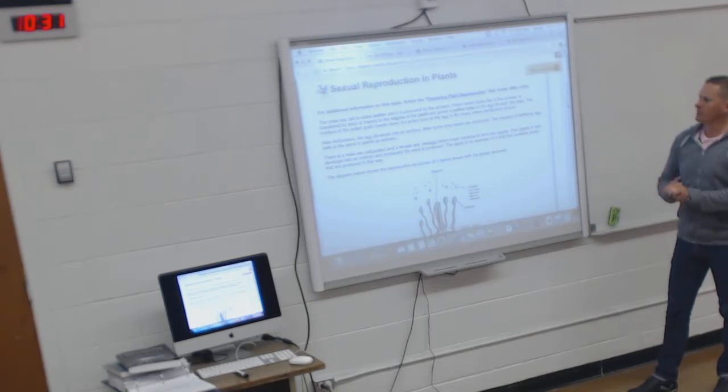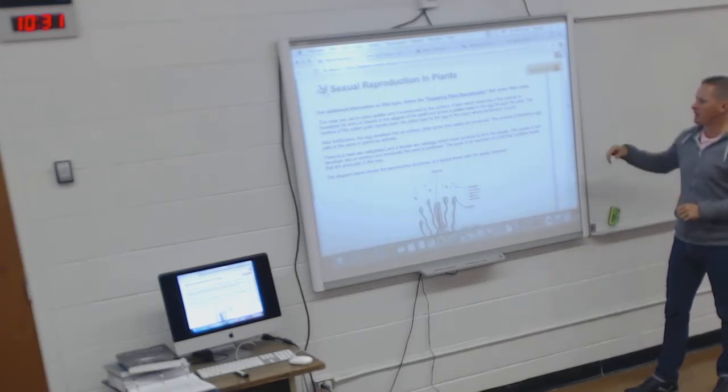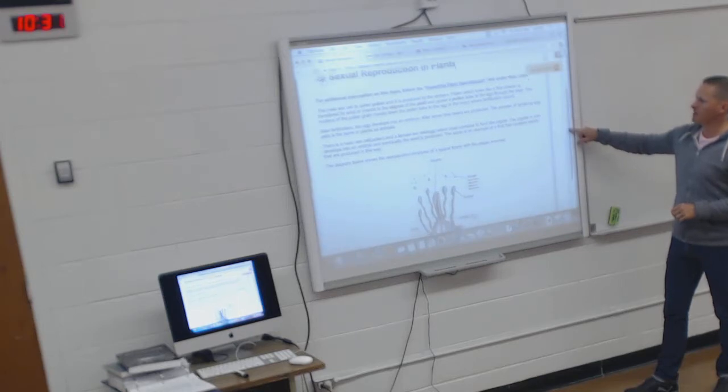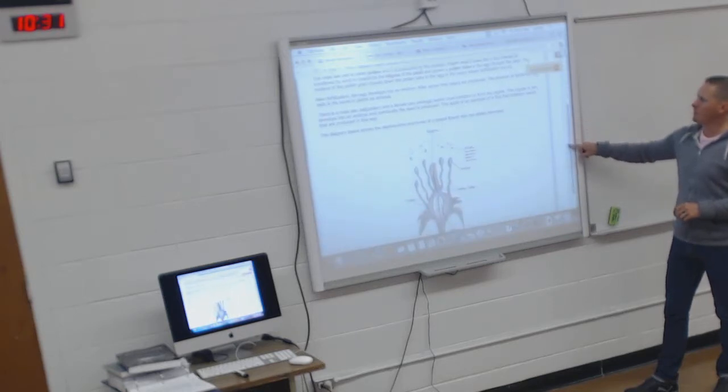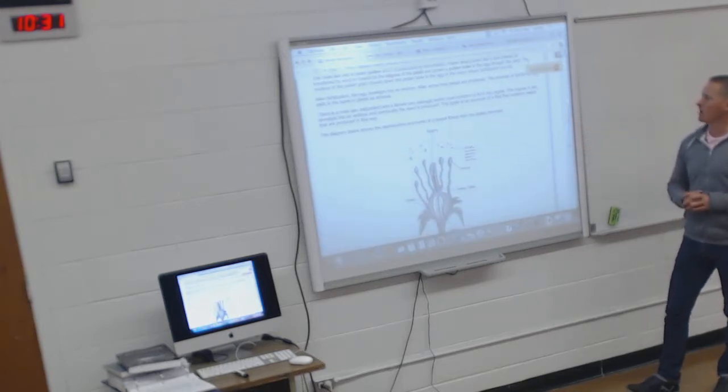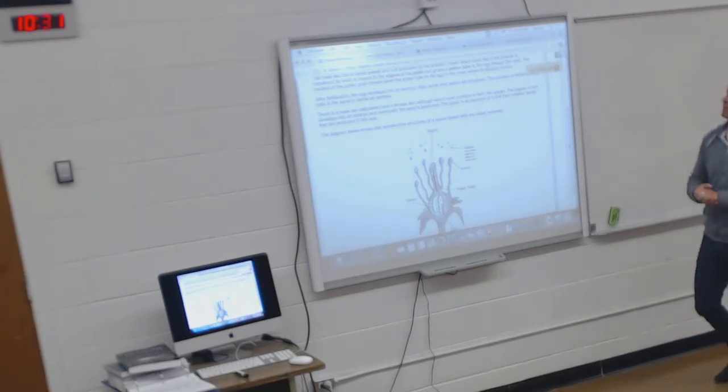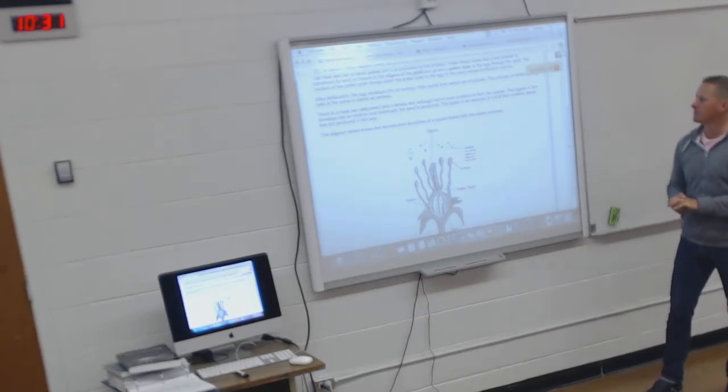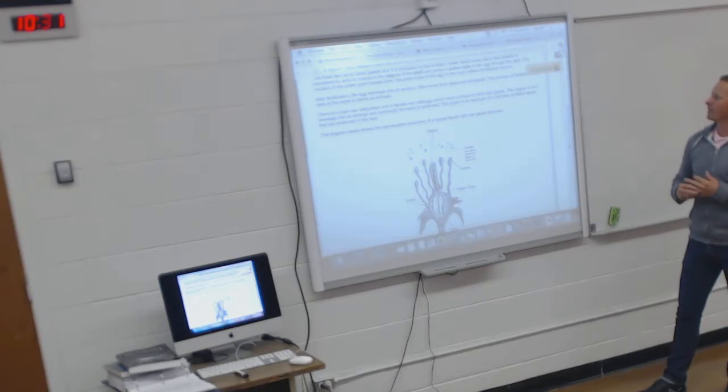After fertilization, the egg develops into an embryo. After some time, seeds are produced. The process of fertilizing an egg is the same as in plants and animals. There's male sex cell pollen and a female sex cell, the egg, which must combine to form the zygote. The zygote in turn develops into an embryo, and eventually the seed is produced. The apple is an example of a fruit that contains seeds that are produced in this way.